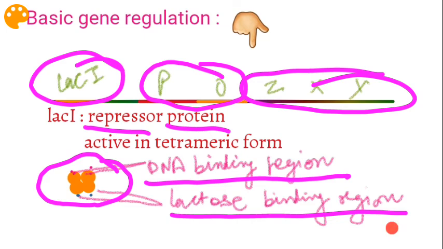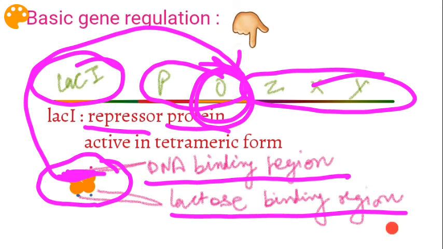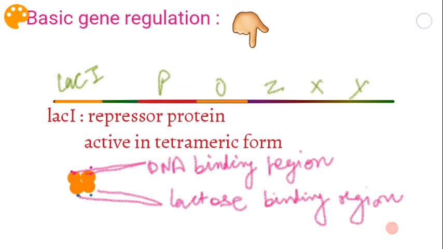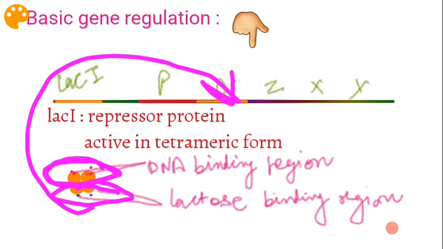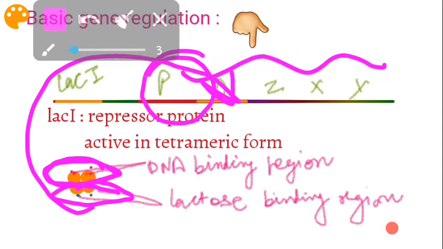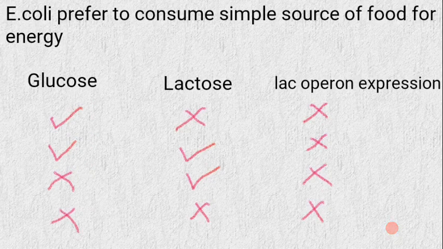The protein will act like a repressor in the absence of lactose. When lactose is not present, these regions will bind to the operator region, and when this protein binds to the operator, RNA polymerase will not be able to bind the promoter region, and in that case gene expression will not occur, right? But when lactose is present in the medium, lactose will come and bind in this region. In that case, conformational changes occur in the DNA binding region, and it will not be able to bind to the operator. Then RNA polymerase will come and bind to the promoter and gene expression will be able to occur, right?